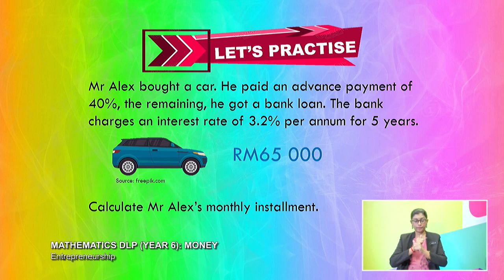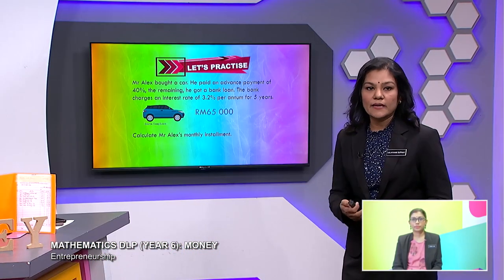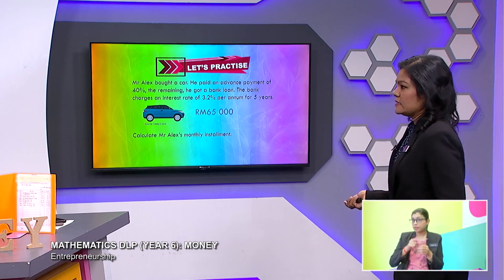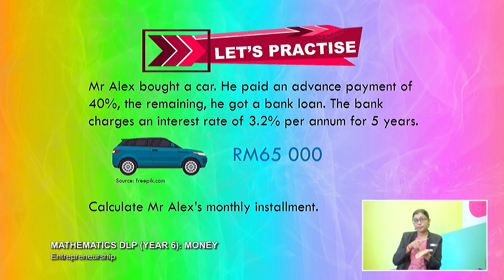So the question is, calculate Mr. Alex's monthly installment. If you own a car using a bank loan, you have to pay it monthly. So how to calculate this? You have to understand the keywords there. He already paid 40% for the down payment, and then for the balance he took a bank loan with the interest of 3.2%. So first thing, you have to minus that 40%.